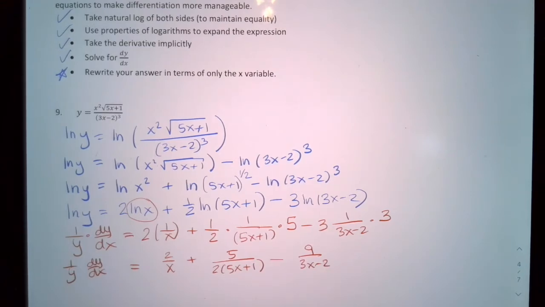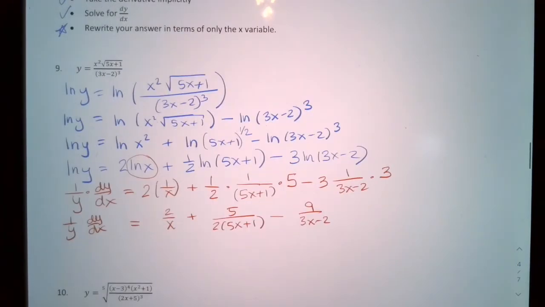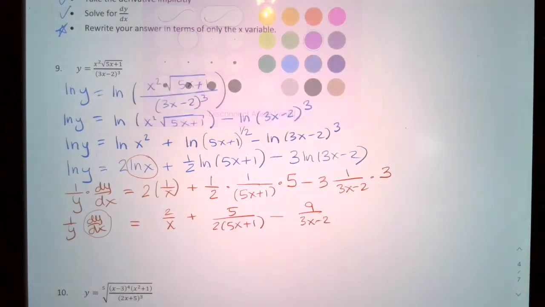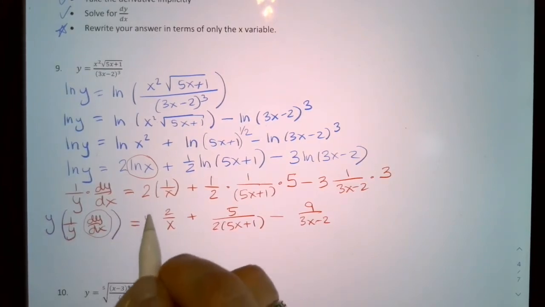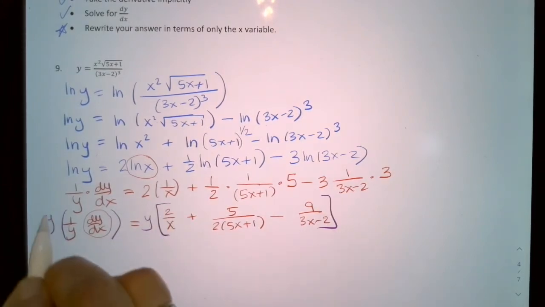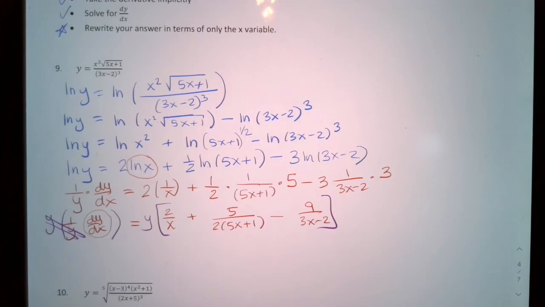That looks good. Now, you are ready for your punchline here. I'm trying to find dy dx, right? All I have to do is isolate all the terms with a dy dx. Well, I've got one. There it is. I need to make this say dy dx equals. And here's what I'm going to do. I can do that very easily. I'm just going to multiply both sides of the equation by y. That's what gives me dy dx.